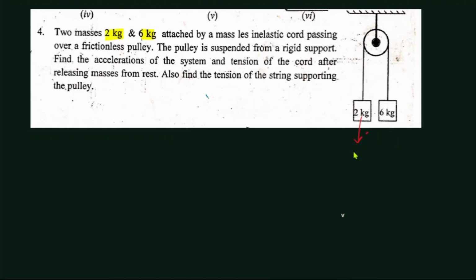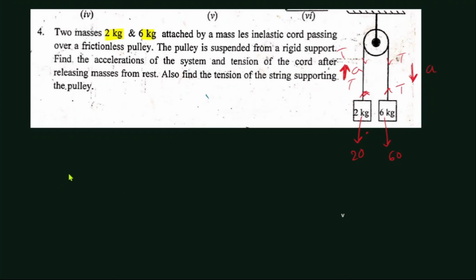So this is 20 newtons, 60 newtons. So the tension T, tension T. Obviously we know the 6 kilogram is going to go down and the 2 kilogram is going to go up, right? The 6 kilogram has a higher weight, which means it will move down. The 2 kilogram has a lesser weight, which means it will move up.